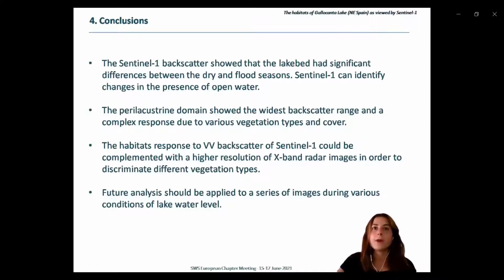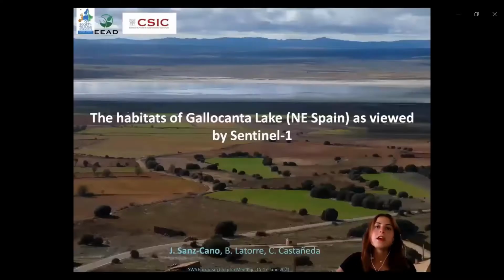Future analysis should be applied to a set of images during various conditions of lake water levels. Thanks for your time.